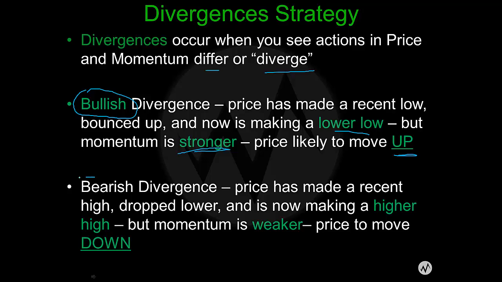The next is a bearish divergence. This is where price has made a recent high, dropped lower, and now is making a higher high. Now the higher high and the lower low right here, they're a little subjective because it doesn't have to be perfect. This is in a perfect condition. But just for definition's sake, if the price is making a higher high, but the upside momentum is getting weaker, so the price is likely to move down. That's why we call it bearish.